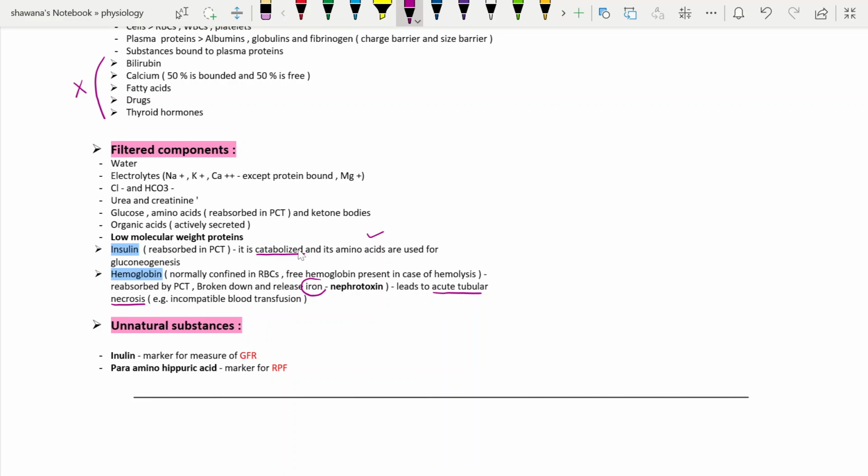There are two other substances which are unnatural, inulin and para-aminohippuric acid. These both are very important because they are used as markers for measuring either GFR or renal plasma flow. Inulin is used as a marker for the measurement of glomerular filtration rate, and para-aminohippuric acid is used as a marker for estimating the renal plasma flow.